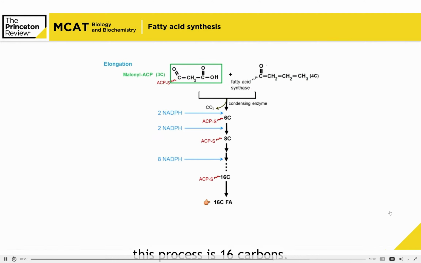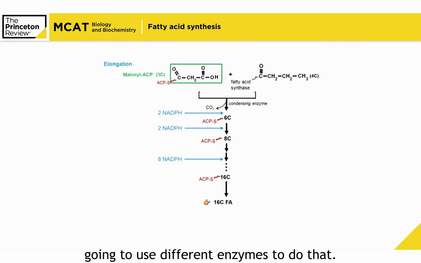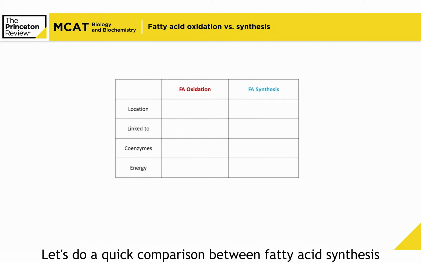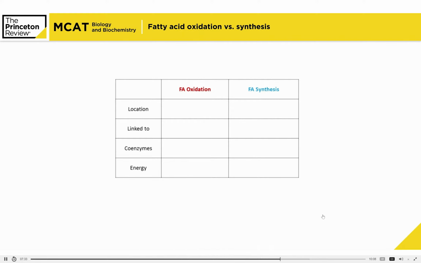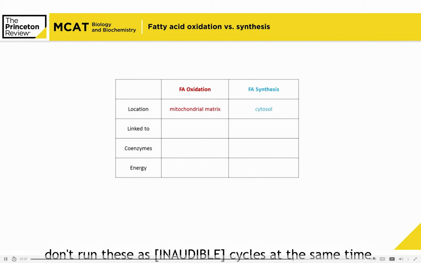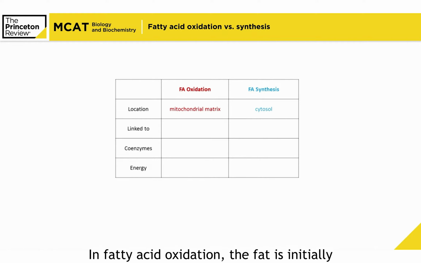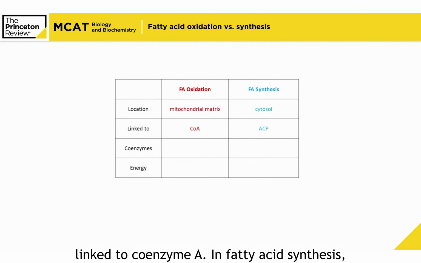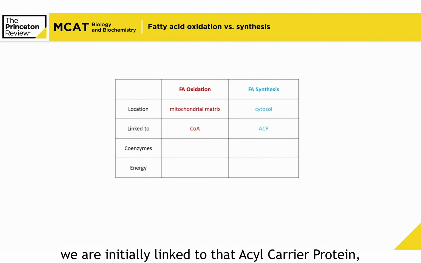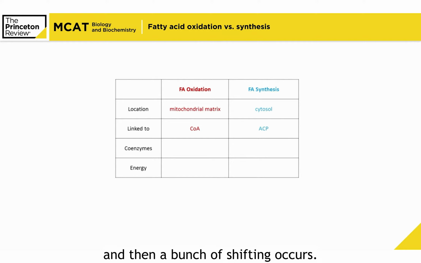The maximum length using this process is 16 carbons. We can make longer fats, but we're going to use different enzymes to do that. Let's do a quick comparison between fatty acid synthesis and fatty acid oxidation. Opposite pathways will be found in different locations of the cell to keep the enzymes separate, so we don't run these as cycles at the same time. In fatty acid oxidation, the fat is initially linked to coenzyme A. In fatty acid synthesis, we are initially linked to that acyl carrier protein, and then a bunch of shifting occurs.